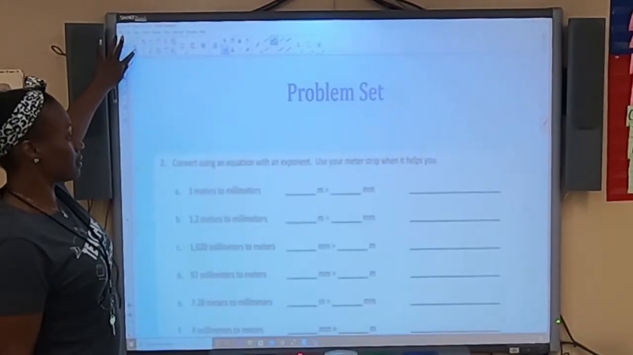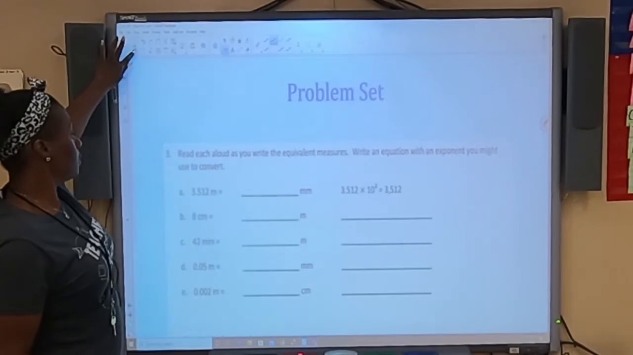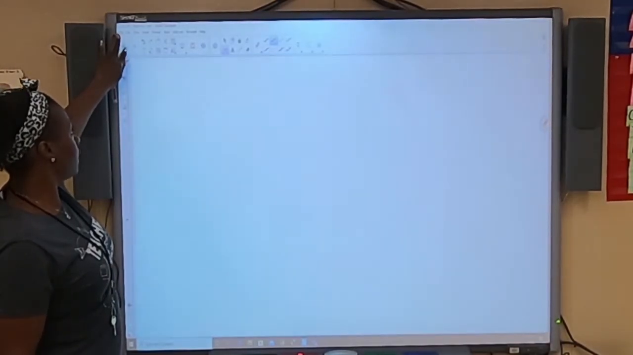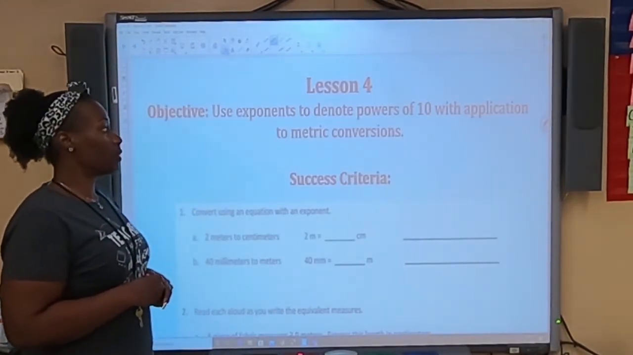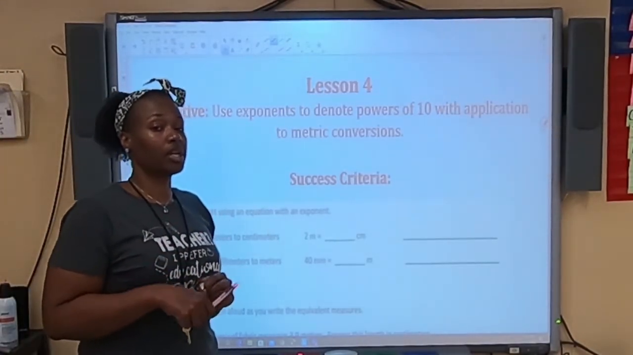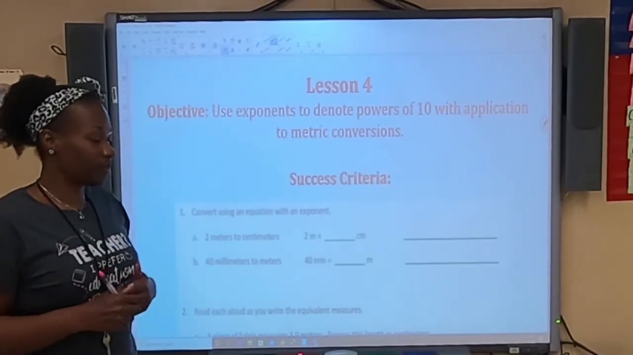Okay, that wraps this lesson up. We'll do more practice in class and on our problem sets once you get back to class. Remember, in today's lesson, we learned how to use exponents to denote powers of 10 with application to metric conversions. Remember, conversions mean to convert, to change.